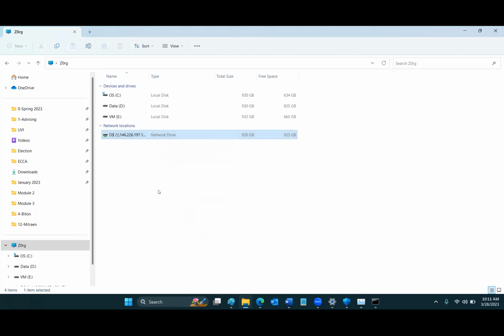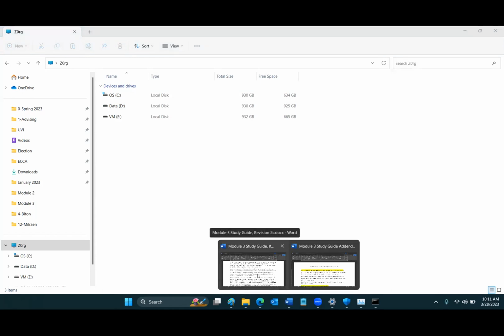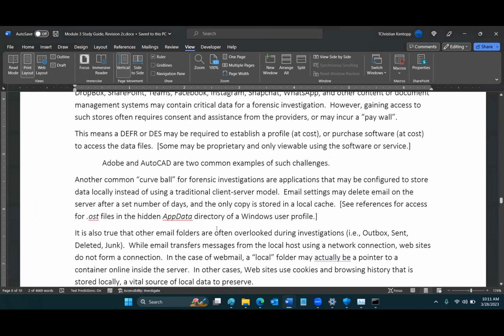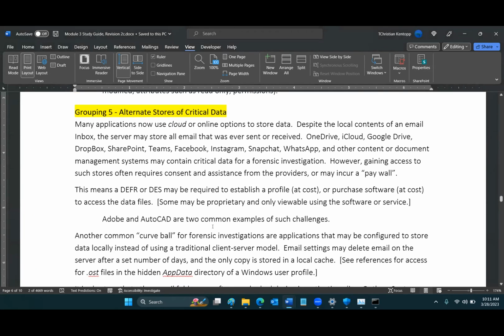I want you to be aware, in this particular case, of group 5 or level 5, alternate stores of critical data, the static acquisition. That can be extensive, especially if you're in a domain networked environment. Does everybody understand what I'm saying?